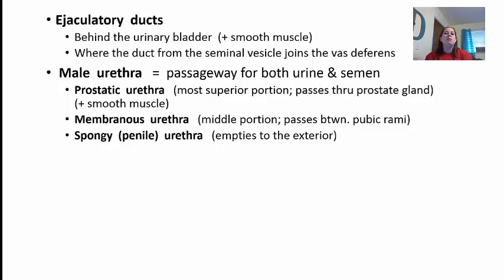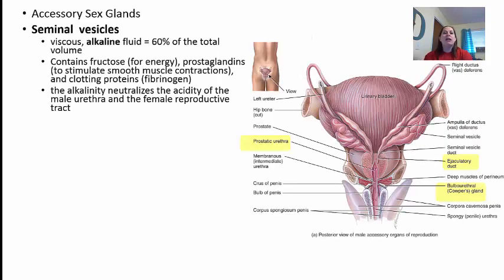We then see there's the membranous urethra. This is the middle portion, and this passes between the pubic rami. And then we see the spongy penile urethra, which empties to the exterior of the body. So let's talk about some of these vesicles, which are the accessory sex glands, and what they do, okay? Because they're going to be connecting a lot to these different parts of the urethra, and they're going to be adding fluids to the sperm that come through.